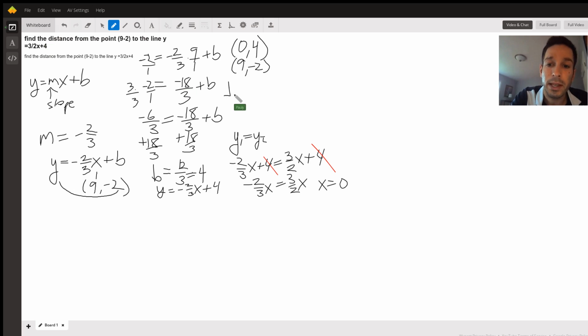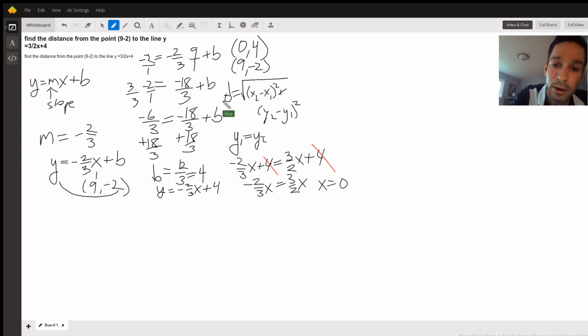The distance formula is the square root of (x2 minus x1) squared plus (y2 minus y1) squared. So just plug these two points into that formula. Good luck.